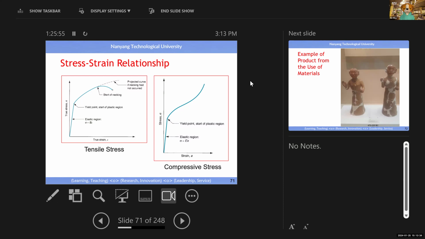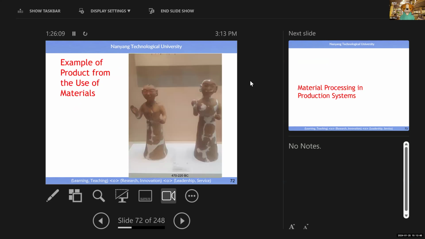Sometimes we may not wish to have this property. For example, when you bend a material, if the material has an elastic property, then it will sway back, right? So maybe the operation is difficult, etc. Okay, so this is just for you to know.